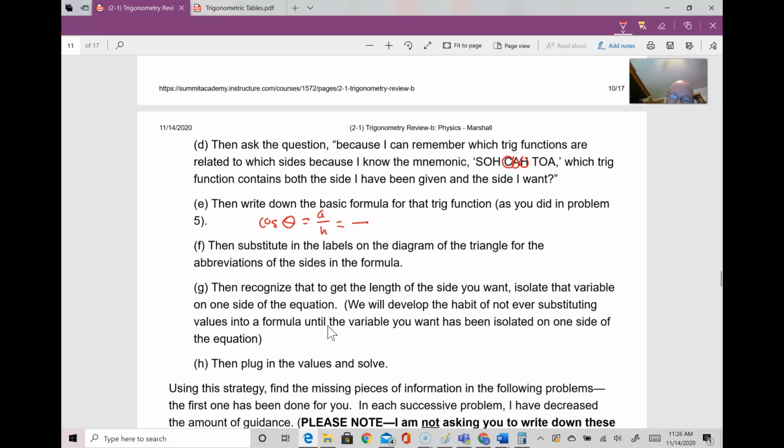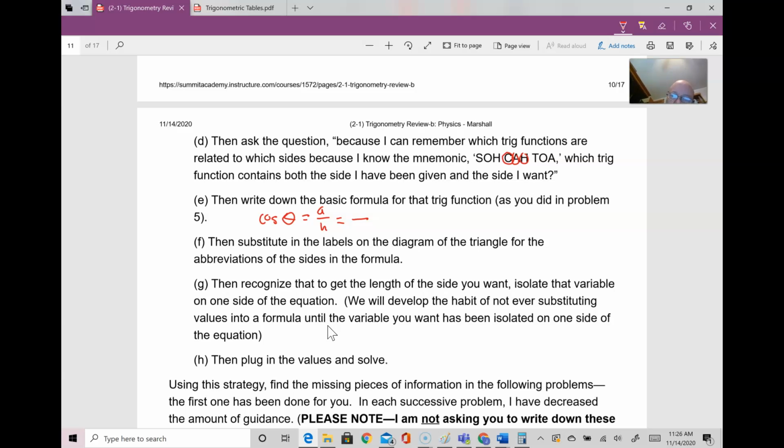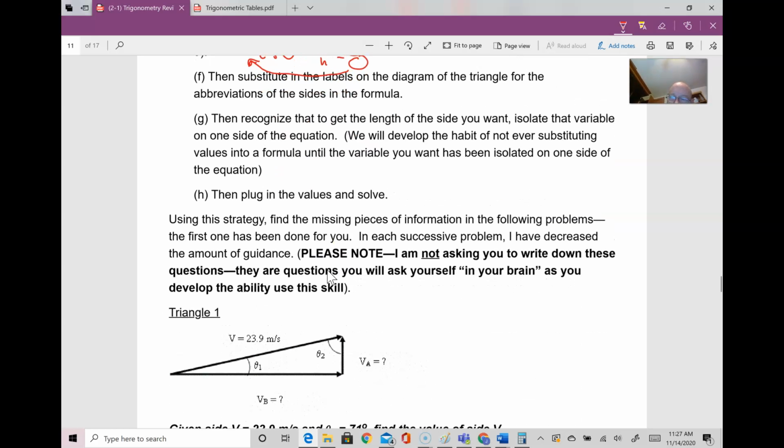And then I will say, oh, I want this side. So I'm going to isolate that. I'm going to take what's in the denominator and put that on the other side of the equation and get this side by itself. And I'll say this side by itself equals this side times the cosine of theta. And then I'll plug the values in and solve. Okay, so let's see how that works.